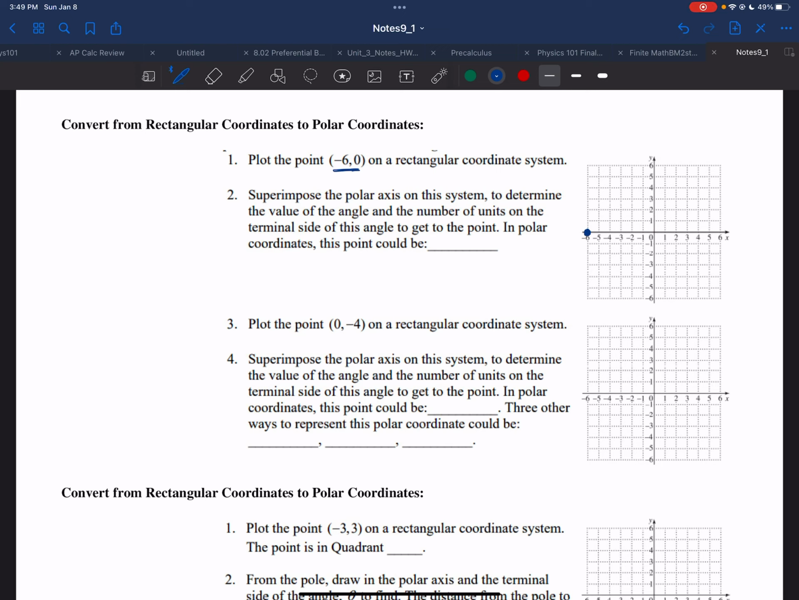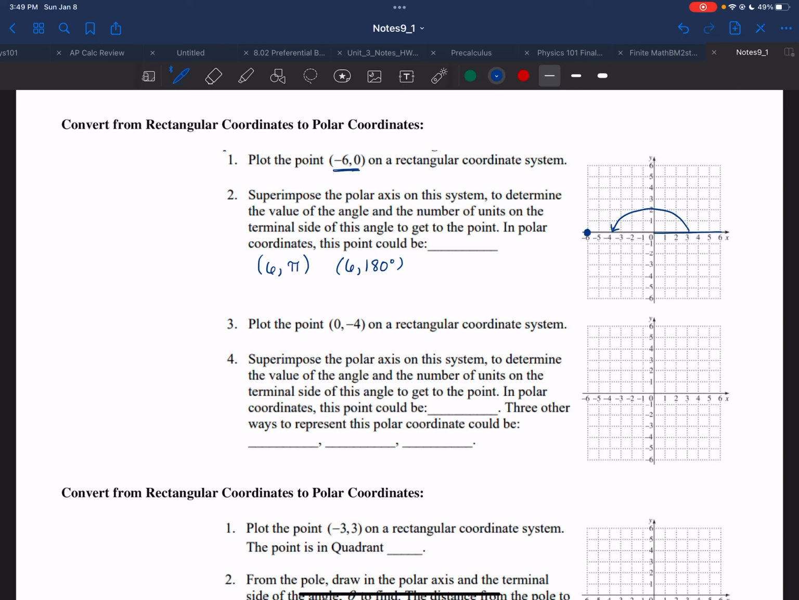So how would I put this in polar units? Well, there's a couple ways I could approach this, right? I could say that it is 6, and then the angle, remember this is my polar axis, and I would go all the way over this way. So my angle would be pi. I could also say that it's 6 and 180 degrees. It's another way to write it.